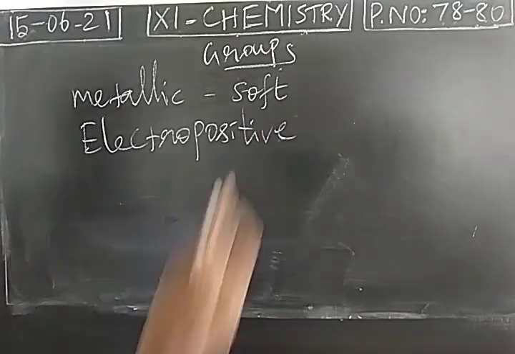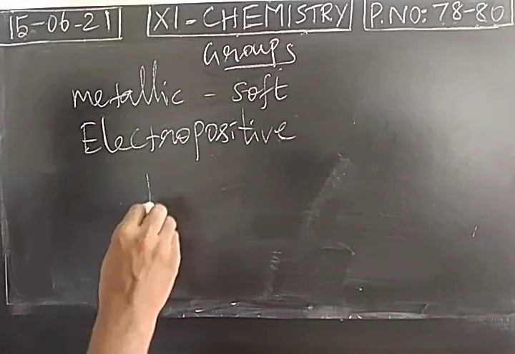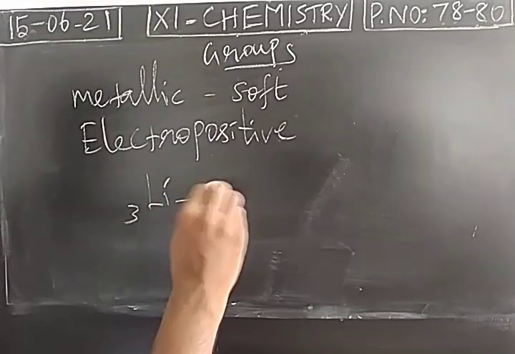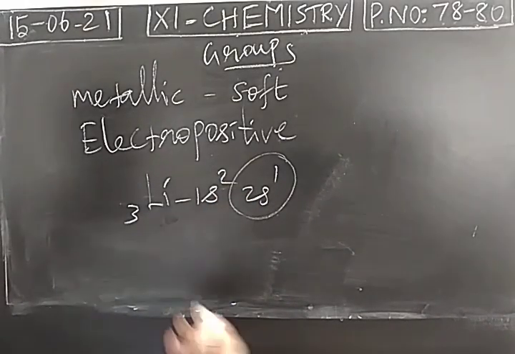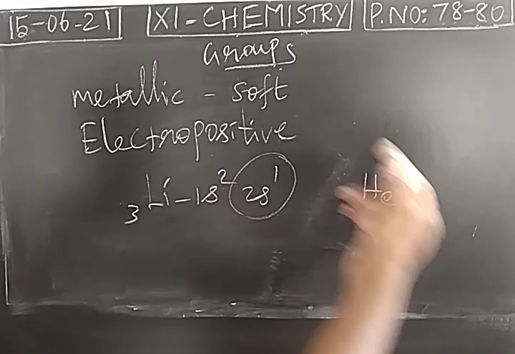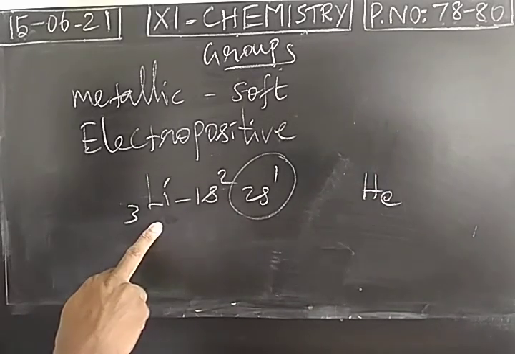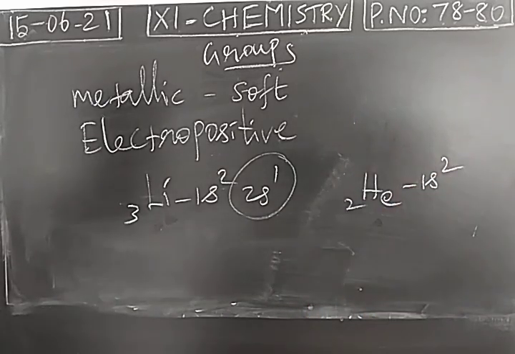What is the meaning of electropositivity? That means a tendency of losing electrons. You take lithium: 1s2, 2s1 is the configuration. What is the tendency of lithium? It has to lose one electron, then only it becomes like helium. Noble gases are stable: helium, neon, argon, krypton, xenon, radon. Other elements are unstable, so they try to achieve the configuration of their nearest noble gas. The nearest noble gas for lithium is helium, atomic number 2, with 1s2 configuration.